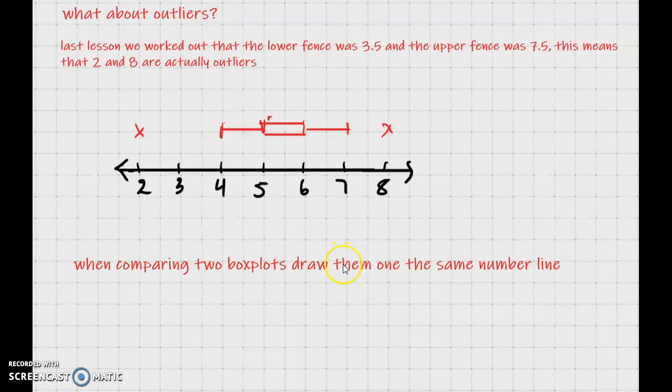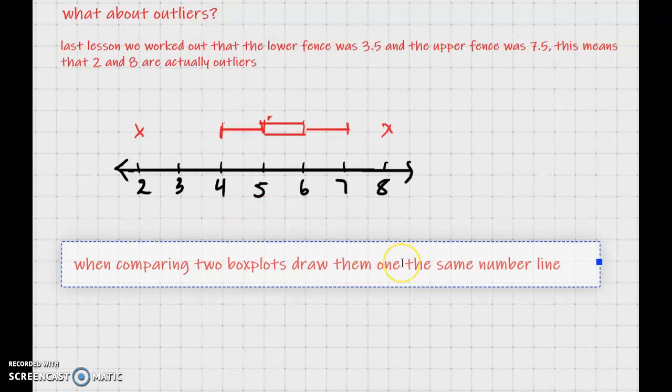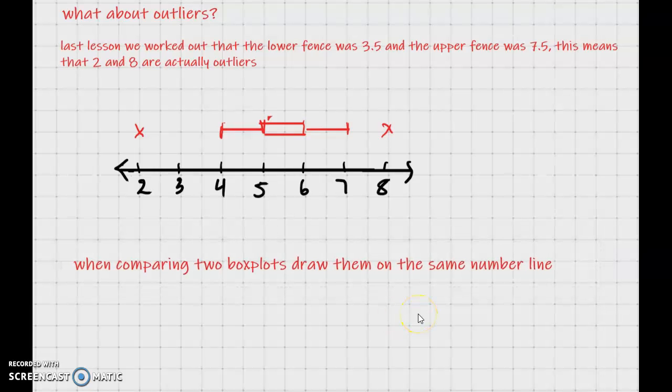I think the last thing I want to mention to you is that when comparing two box plots, make sure you draw them on the same number line. Don't draw them on different number lines, because if you draw them on the same number line, you'll see if one takes up more space or less space, or if one sits higher or lower. It's actually much easier to compare. And if you were to draw them on two separate number lines on an exam, you wouldn't get the marks. They have to be drawn to the same number line.